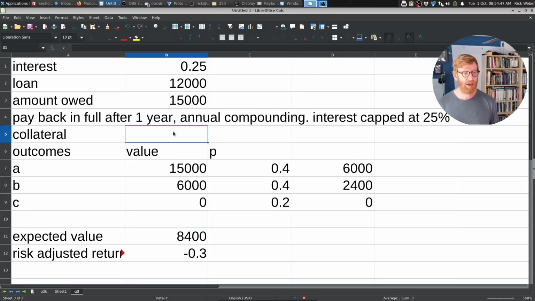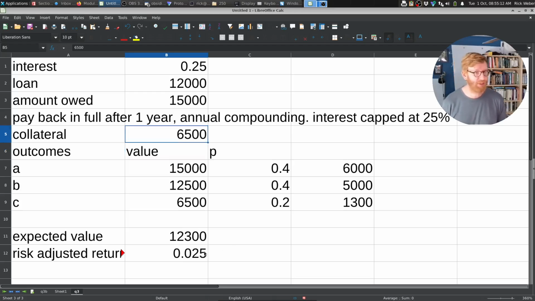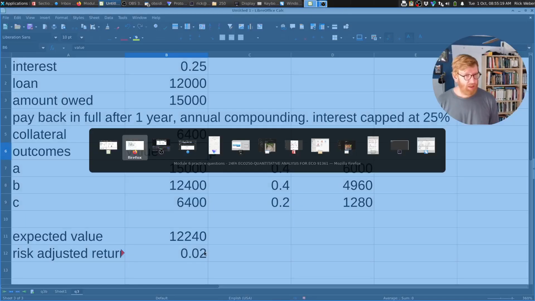So with zero collateral, we're losing 30% on our investment on average if we're investing this money and giving out these loans. But if our collateral is, say, $1,000, we're getting better. $6,000, we're right at 0%. $6,500, now we're pretty close to that 2%. We got 2.5%. 6,400, there we go. We hit 2% exactly. Let's go back to the question.